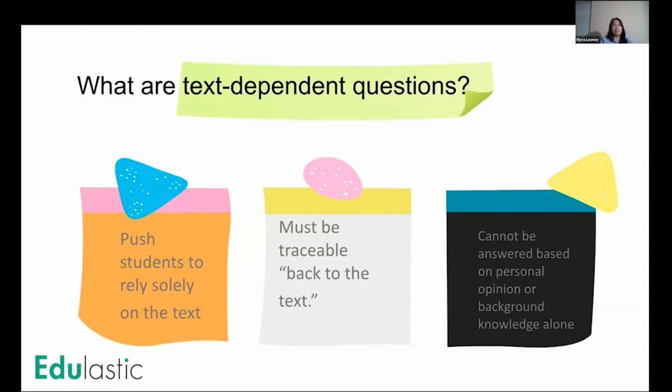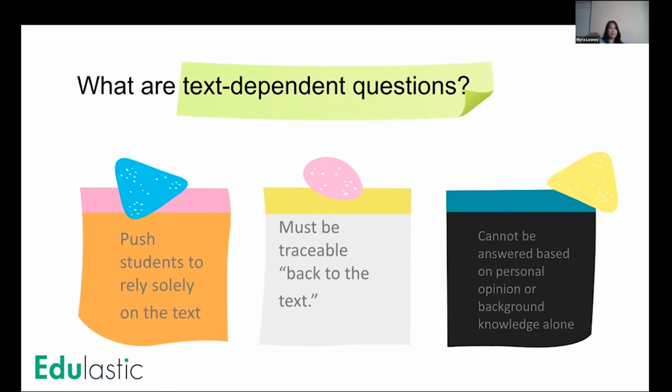So what are text-dependent questions? These text-dependent questions push students to rely solely on the text. It levels the field for all of the students. We know that there are a lot of students who do not have the same experience as those students who love to read, especially my students. Those students with disabilities, they fear to read. They don't like it. It's not that they cannot find something that they like to read, but they are so scared of the words that they are seeing because they are having difficulty decoding the words.